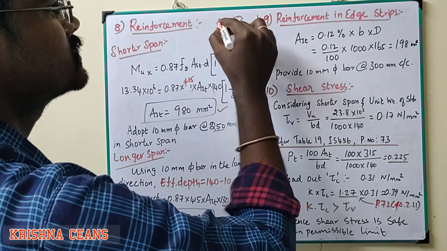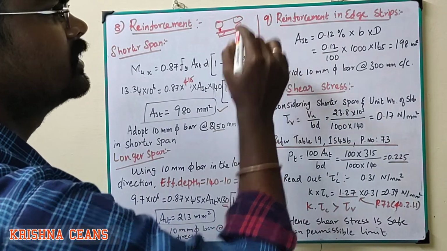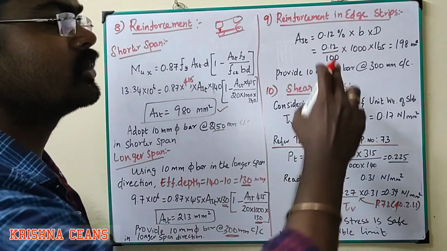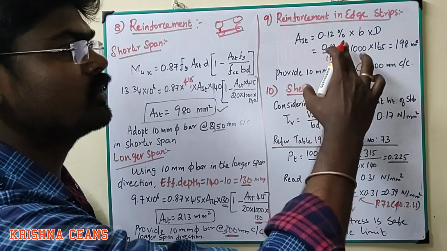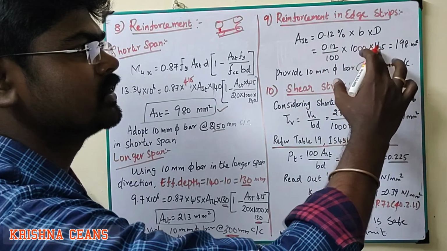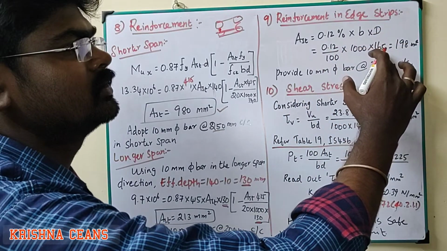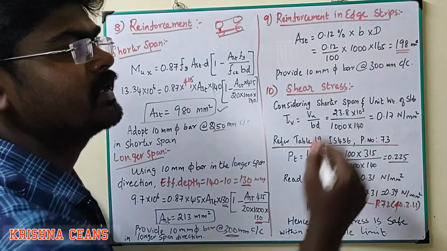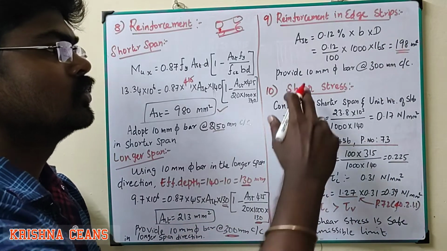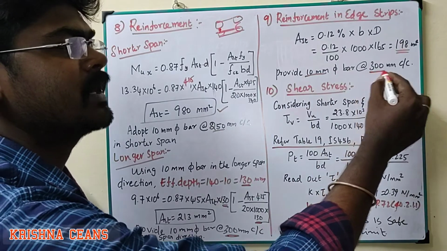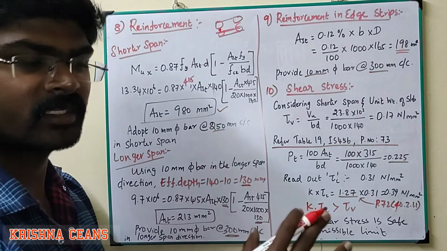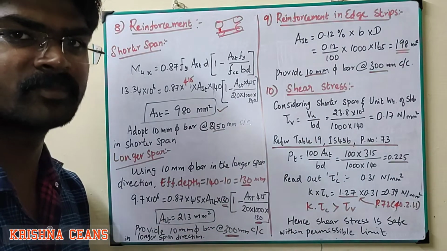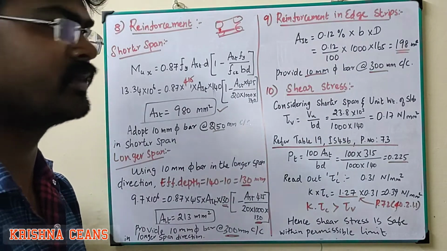Next, reinforcement for the edge. These are the edges where we need to provide reinforcement. At least 0.12% of the overall cross section is needed. So 0.12 divided by 100 into 1000 into overall depth 165. We got 198 mm square. A 10 mm dia bar is provided with a maximum spacing of 300 mm center to center. We need to provide the extra reinforcement for the edge strips because of the support there.